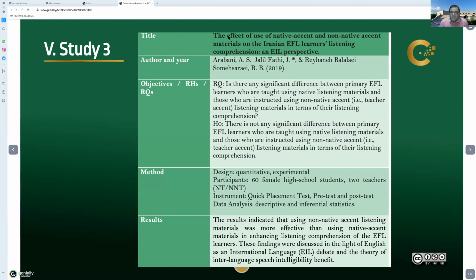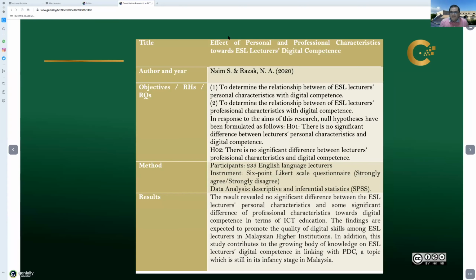Although the previous one is not an experimental one. And these authors are using effect, which is a little bit misleading in my own experience. We need to measure a certain effect, but here they're not really measuring an effect. They are just describing. That's why this study is quantitative and descriptive.